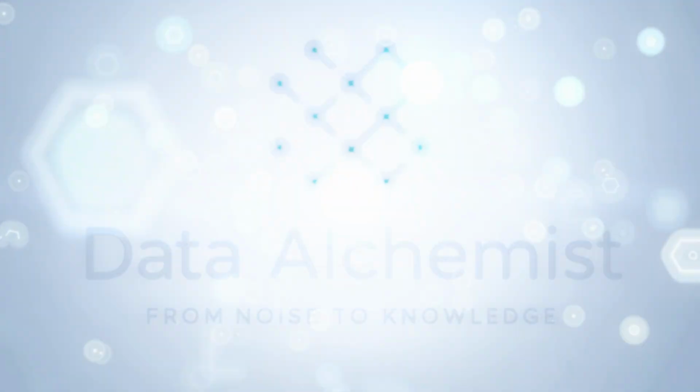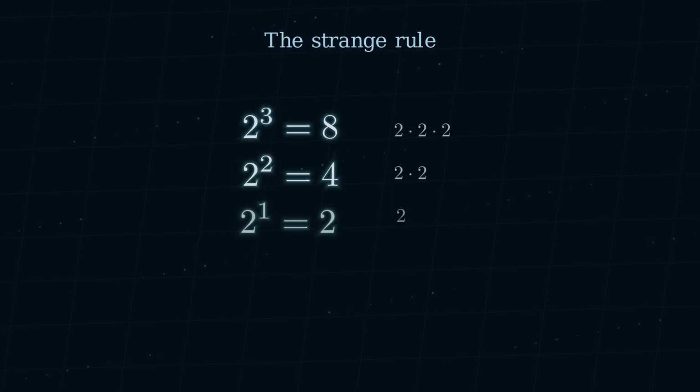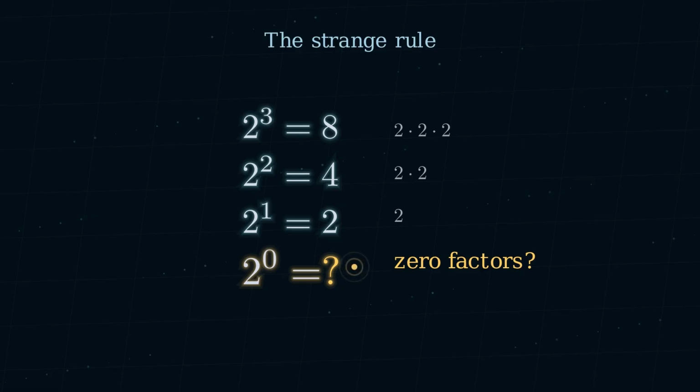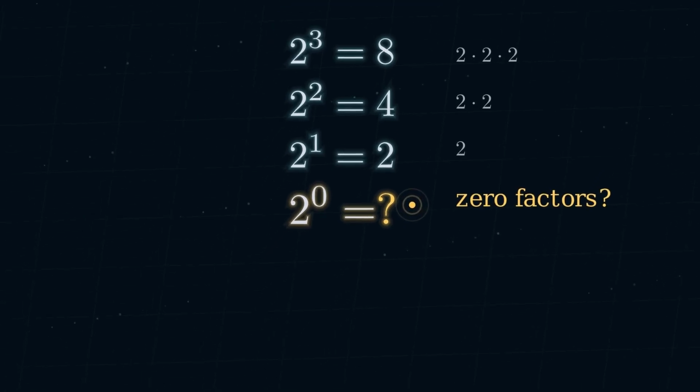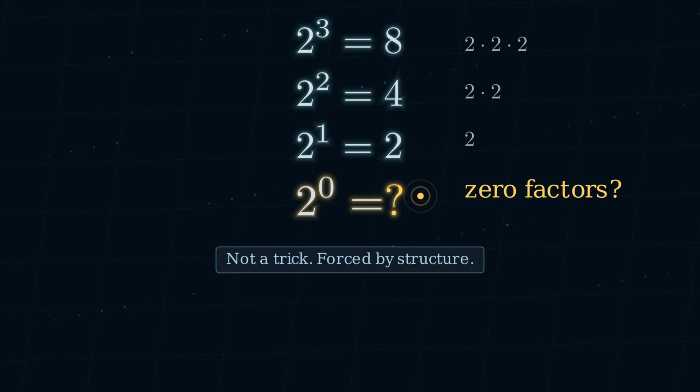We learned this rule very early. Anything to the power 0 equals 1. But why? Why should 2 to the power of 0 become 1? If powers mean repeated multiplication, then 0 factors sounds almost like nothing. So why not 0? The answer is that this rule is not a trick. It is forced by the structure of exponents.